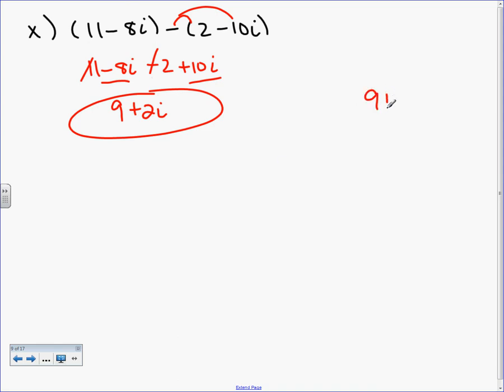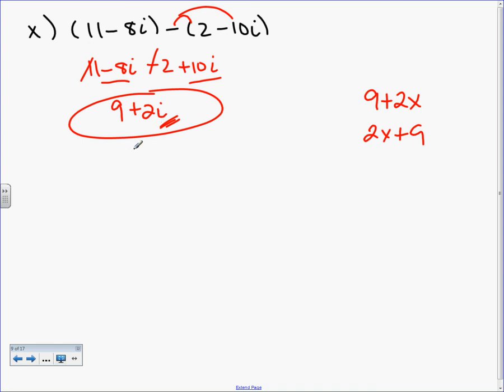Here's another little rule I haven't said yet. Technically, if we had 9 plus 2x, isn't that the same as 2x plus 9? Those are totally fine. Either way, right? It's a little rule that i has to come at the end. If you go back to the top of your notes, it says a plus bi. The imaginary number has to come second.